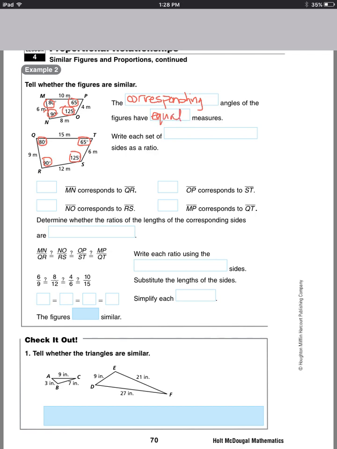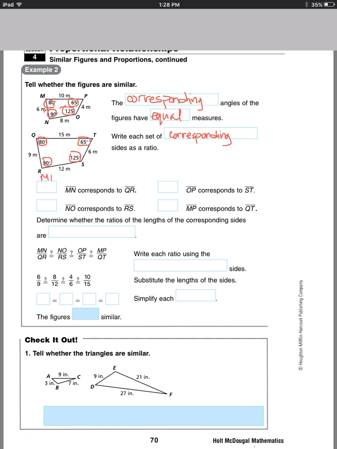We're going to write out each set of corresponding sides as a ratio. Now it tells us the corresponding sides. It says that MN corresponds to QR. It says that NO corresponds to RS. OP corresponds to ST, and MP corresponds to QT. Now, every single time they put the top figure first, followed by the side length of the bottom figure. If you start with the top figure, every single one of them has to start with the top figure, okay?